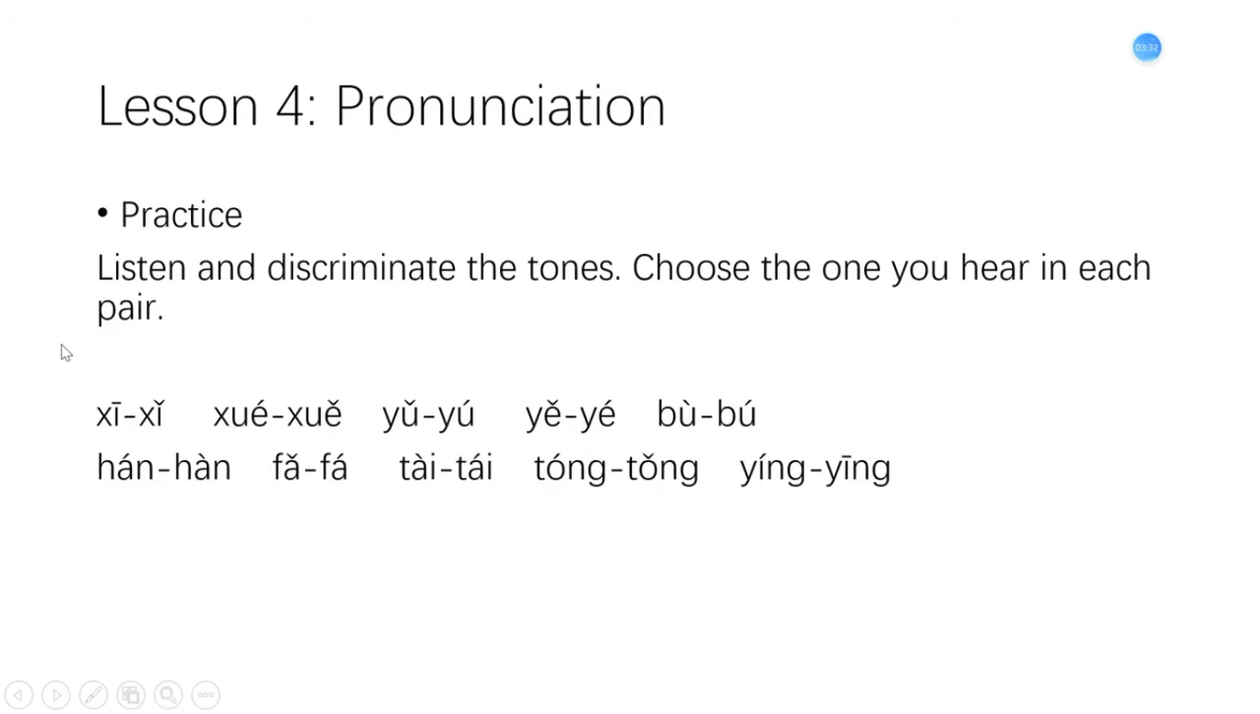Xi. Xi. Next one. 雪. 雪. 鱼. 鱼. 野. 野. 不. 不. Okay, next line. 寒, 寒, 法, 法, 太, 太, 同, 同, 阴, 阴.